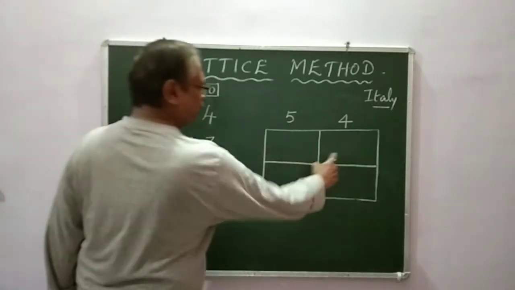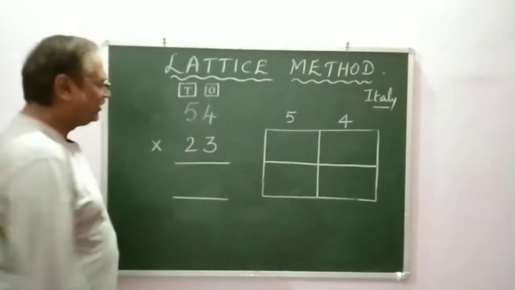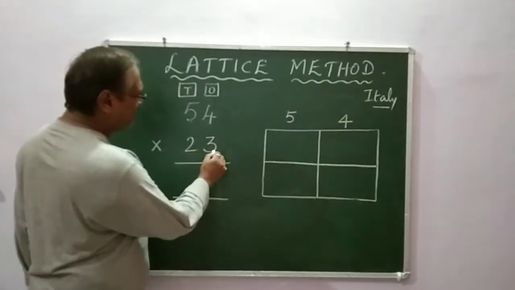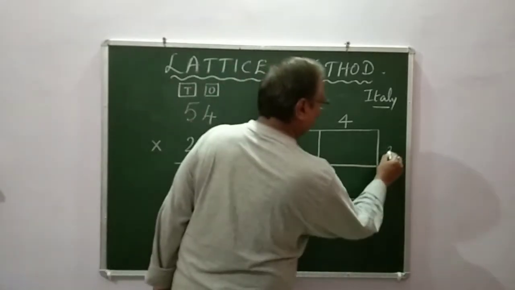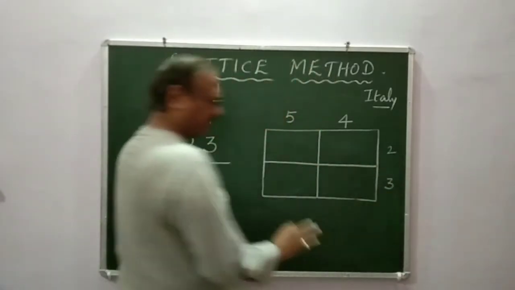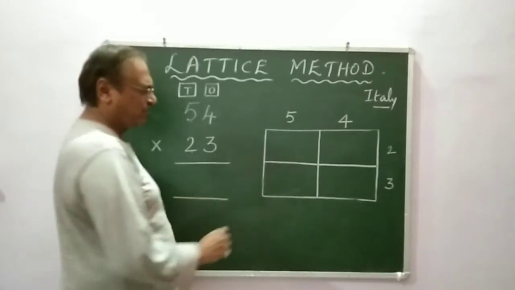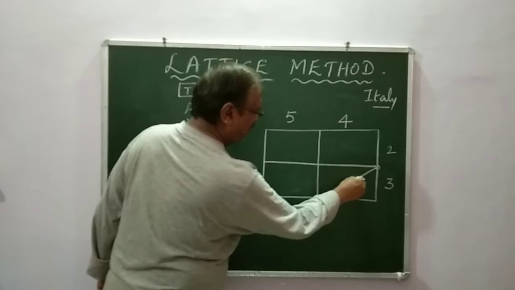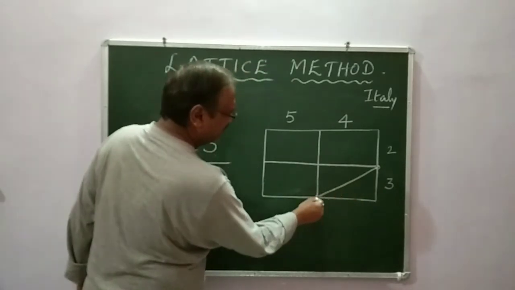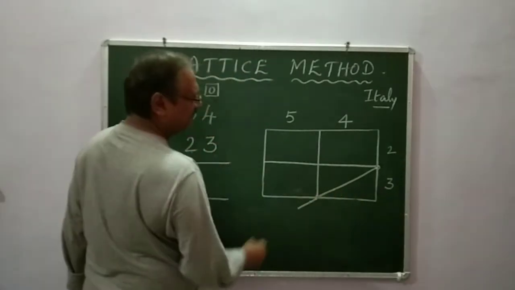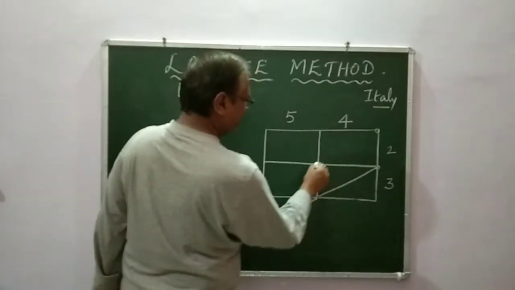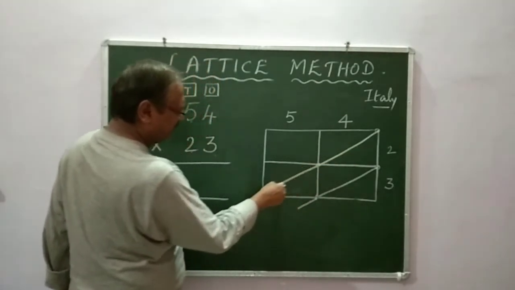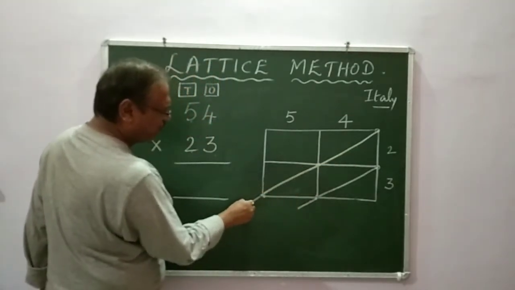So 1, 2, 3, 4 boxes are there. Now 1, 2, 3, 4 digits are there. And what is this number? 23. So 2 and 3. Now leave it. Do not worry so much. First come to the corners, and draw a diagonal. Come out a little. Can I join all the points together like this? And extend it outward a little.